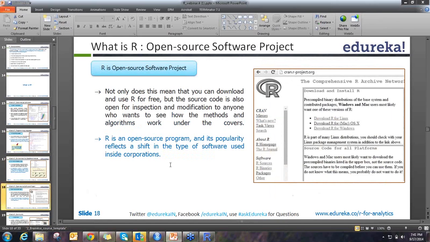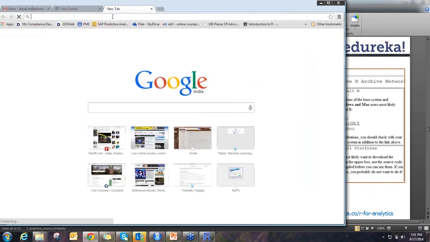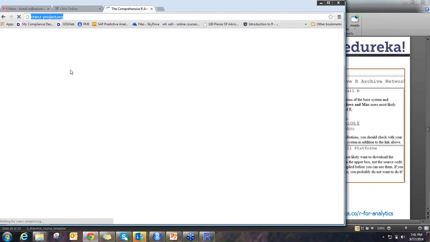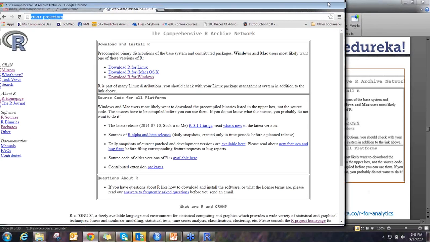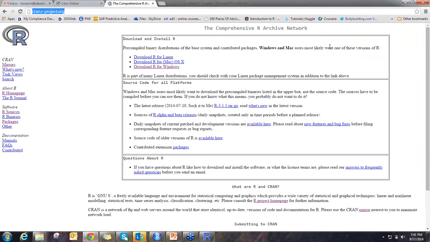Then again, R is an open source software project. If you go to this particular website, there is a website called CRAN. CRAN means Comprehensive R Archive Network. This is the website wherein you can find all the details about R. This is the place from where you can download and install R. So if you go to this website, you'll find the options to download and install R.